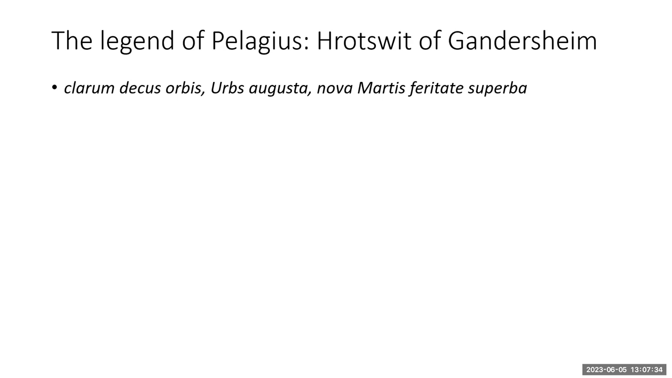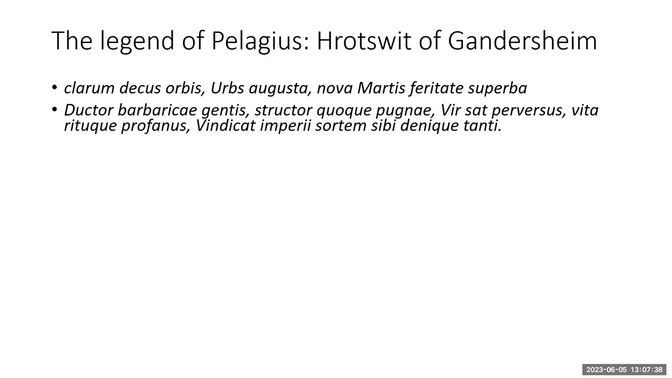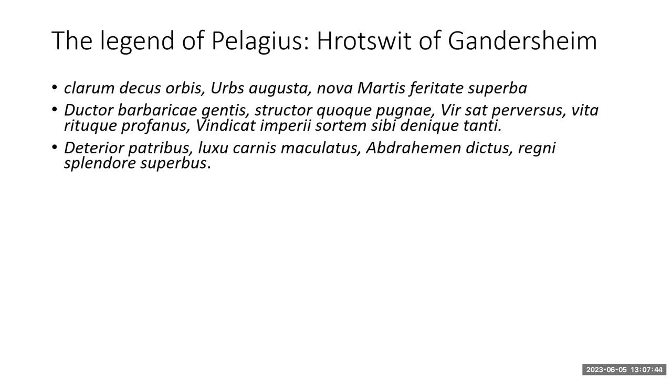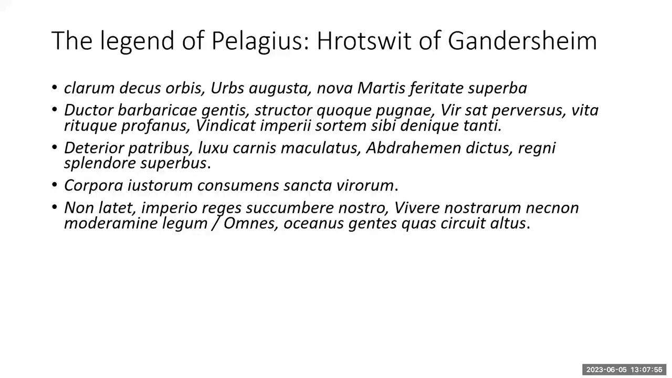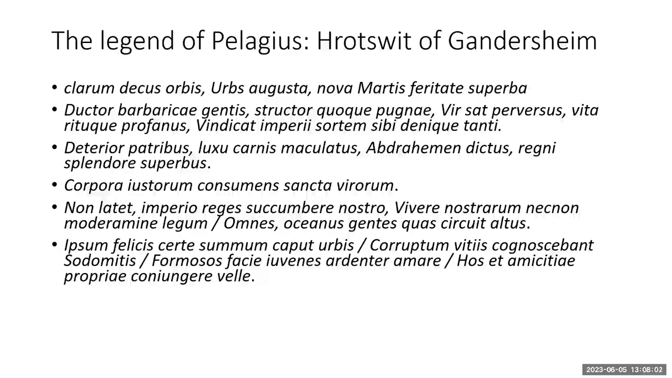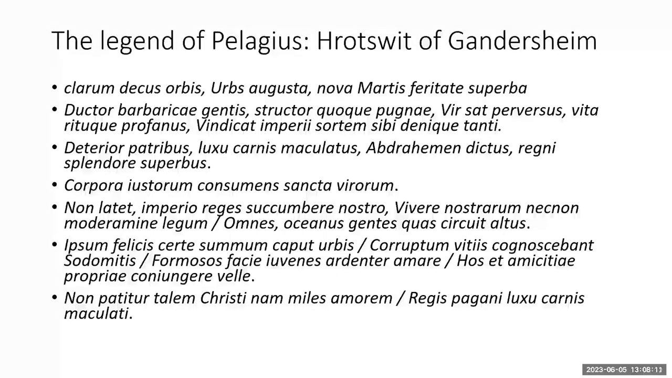Hrotsvit presents the caliph as a tyrant. The caliph is even referred to as flawed or stained. The ruler is blamed for devouring the bodies of his Christian victims. From the imperial perspective, everyone has to submit to imperial rule. The sexual desires of the tyrant are mentioned explicitly. But Pelagius, as I said earlier, refuses to be stained by impure love. So the Miles Christi, the young boy, rejects all the impure invitations of the pagan king.